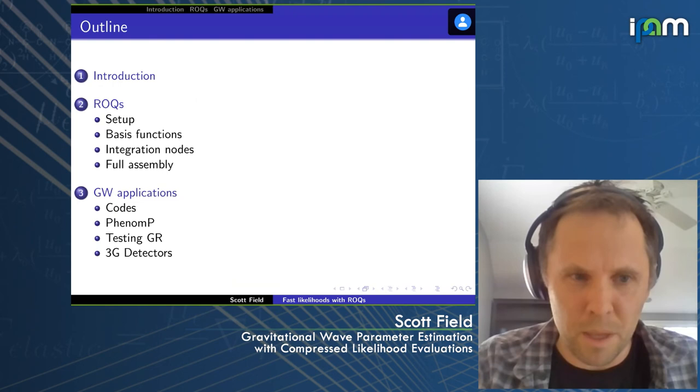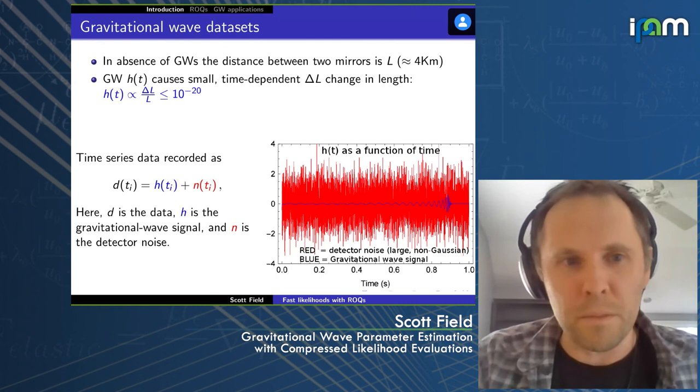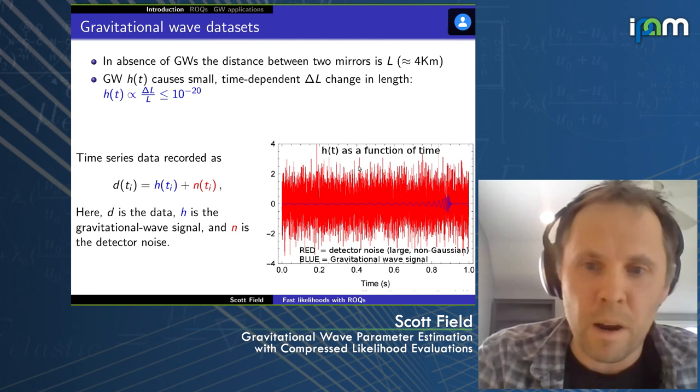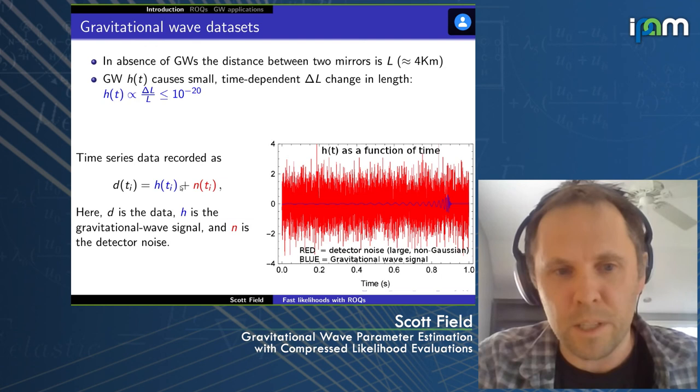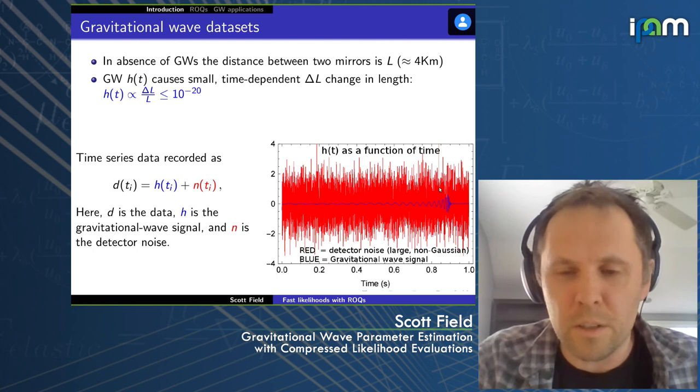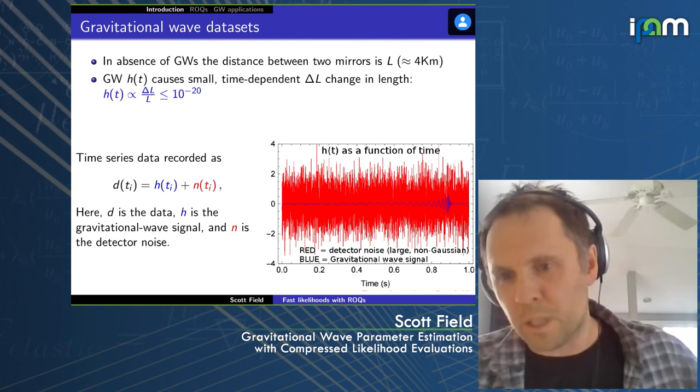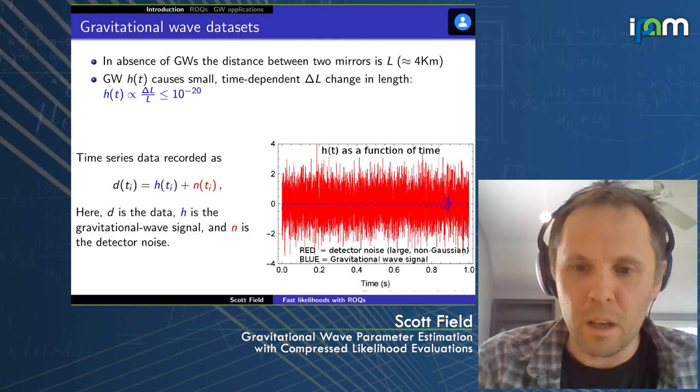So the introduction, many of these slides we've seen before, so they're kind of here just to fix notation to some extent. We assume we have a gravitational wave signal in our detector. So the detector data will be given by D, the gravitational wave is H, and here's the noise. Here's a little cartoon of what this might look like, where we have very noisy data and then some signal buried in there. But fortunately, the detection pipelines have told us there's a signal in our data. So really the job here for us is parameter estimation.